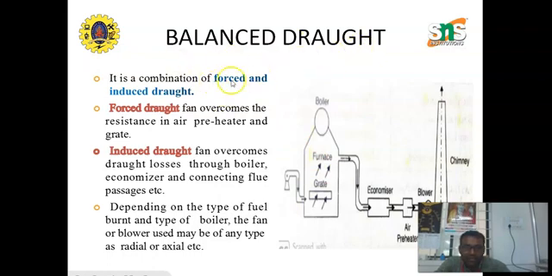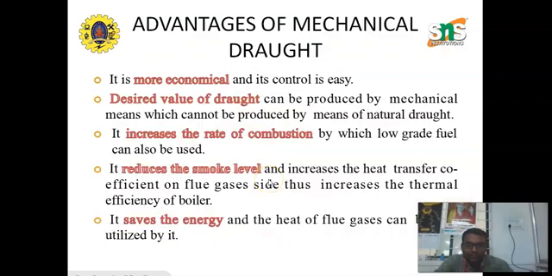The next type is the balanced draught. It is a combination of forced and induced draught. The forced draught fan overcomes the resistance in the air preheater and grate. The induced draught fan overcomes draught losses through the boiler, economizer and connecting flue gas passages, etc. Depending on the type of fuel burnt and the type of boiler, the fan or blower used may be of any type, radial or axial type.